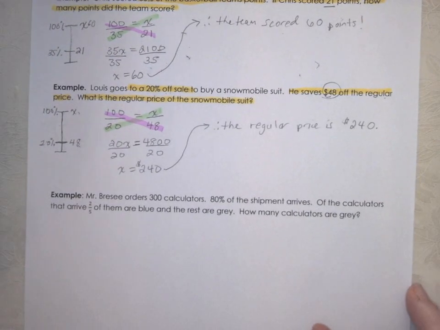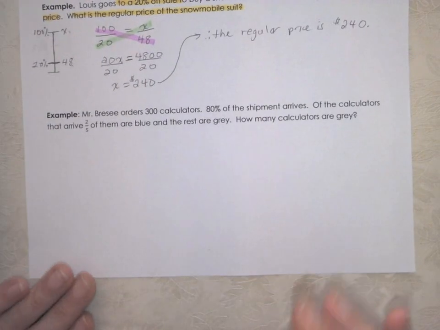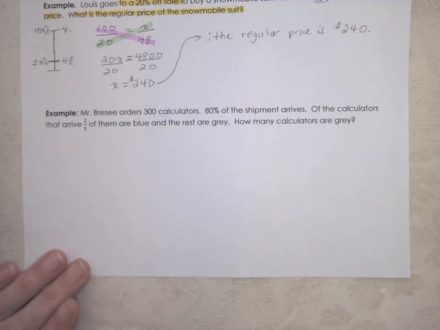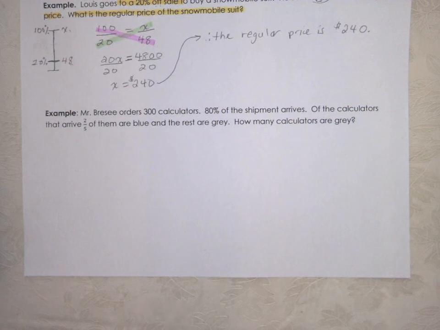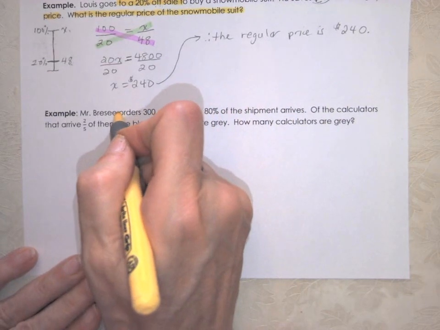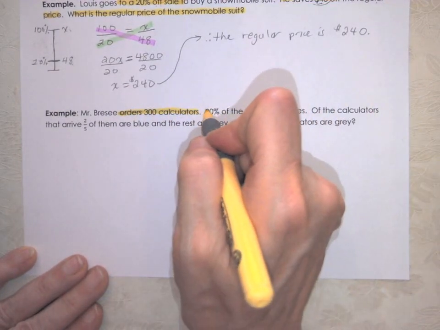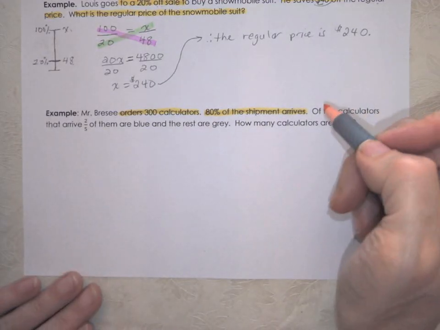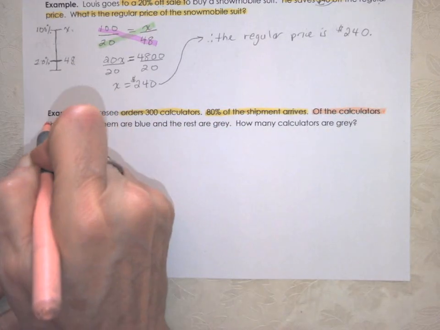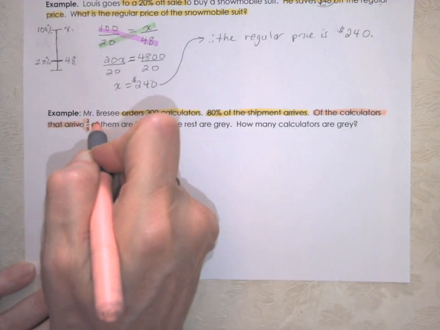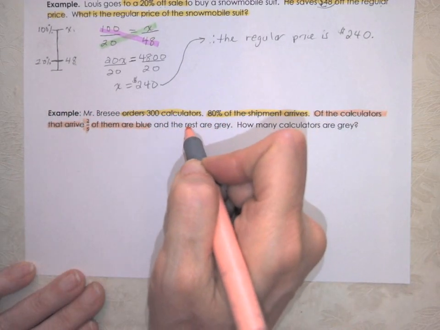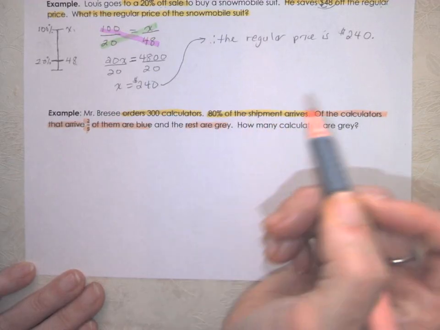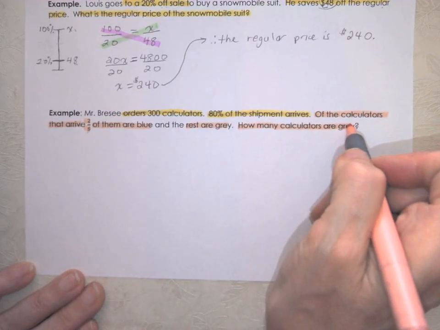Okay, and our last example for today, Mr. Brzee orders 300 calculators. 80% of the shipment arrives. So he orders 300 calculators. 80% of the shipment arrives. Of the calculators that arrive, 2/5 of them are blue and the rest are gray. How many calculators are gray?